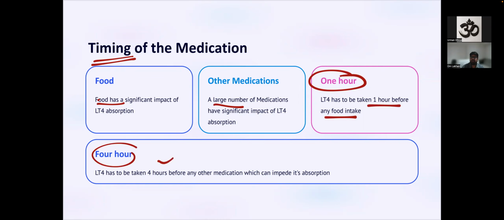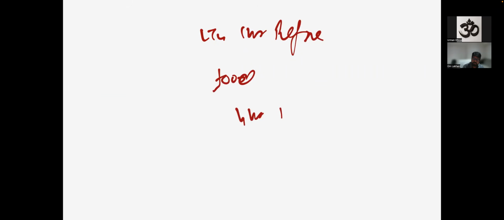So levothyroxine has to be taken 1 hour before food intake or 4 hours after any food intake. Again, if you're comparing with other medication, a 4-hour gap should be kept between levothyroxine and any other medicines that are to be taken, right? So again, let me reinforce this point, right? Your levothyroxine has to be taken 1 hour before food and 4 hours apart from other medications, especially the ones which tend to produce an absorption problem, right?